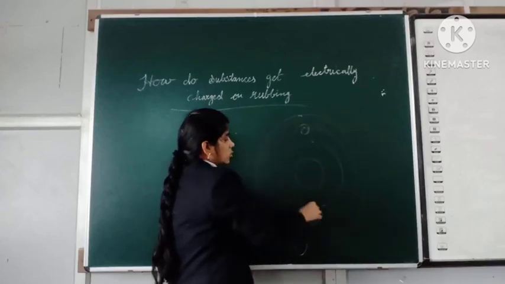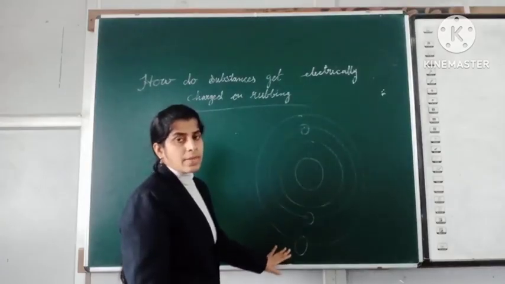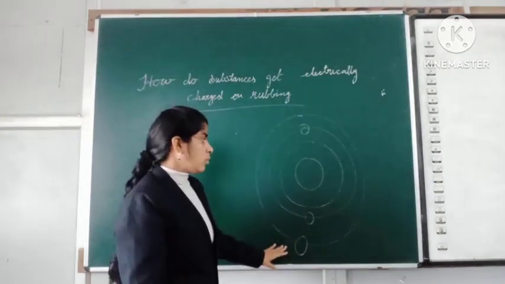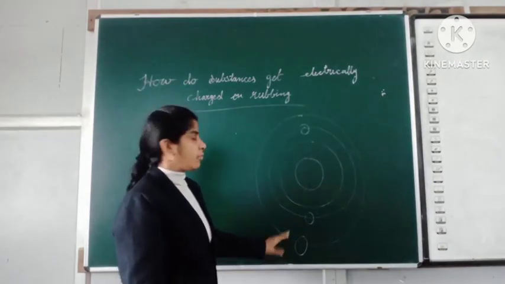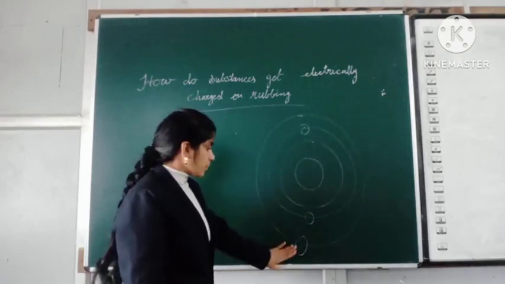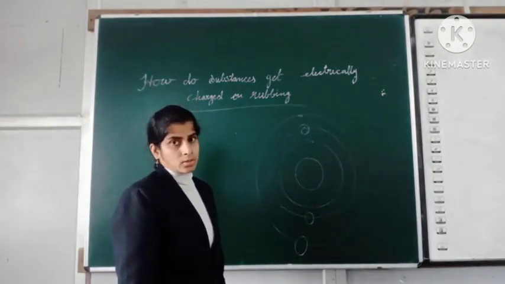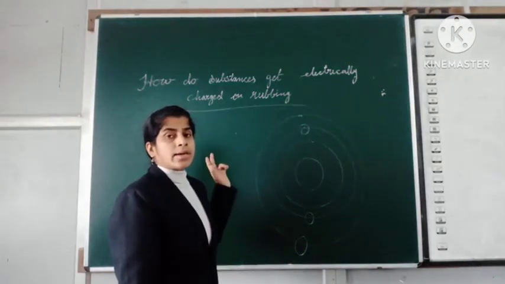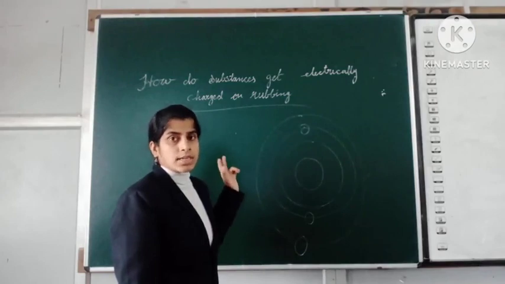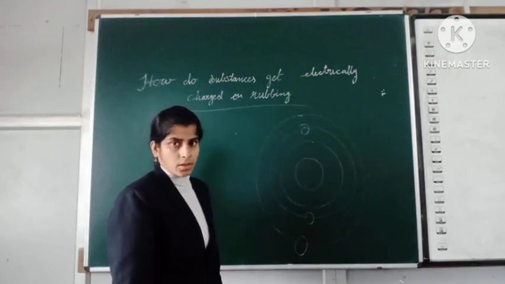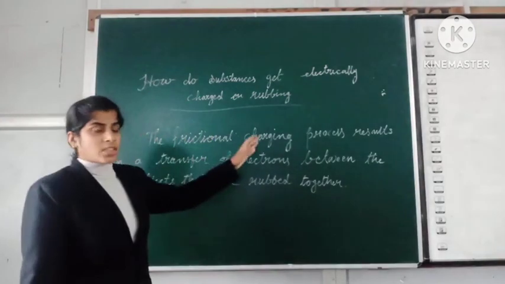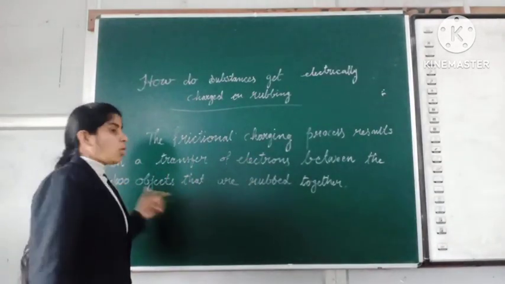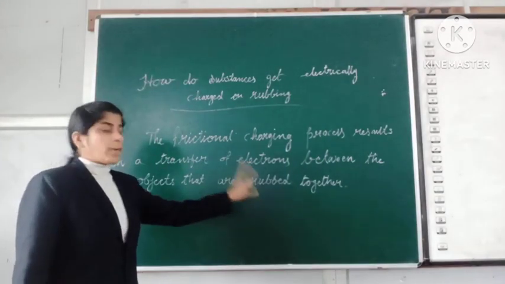These electrons are the free electrons, which means they have very less attractive force, very less pull from the nucleus. So we call these free electrons. Because of these free electrons, what will happen? The charges are transferring. The frictional charging process results in the transfer of electrons between the two objects that are rubbed together.